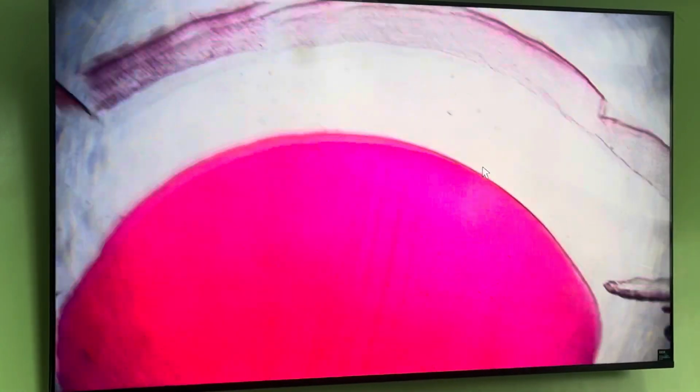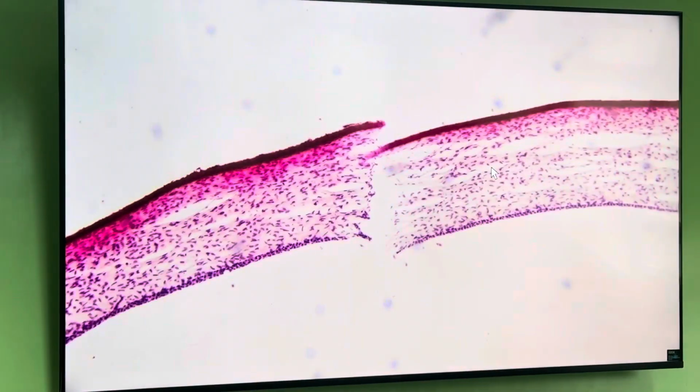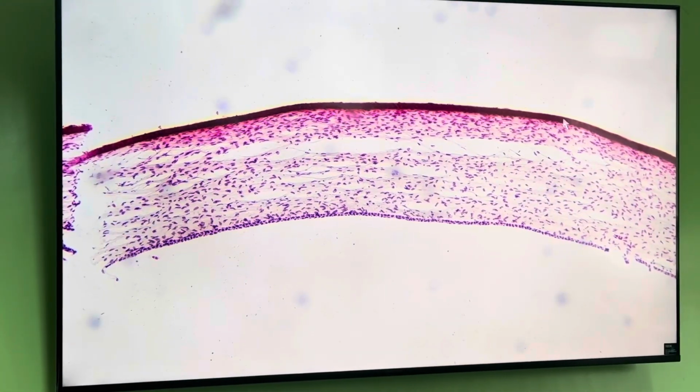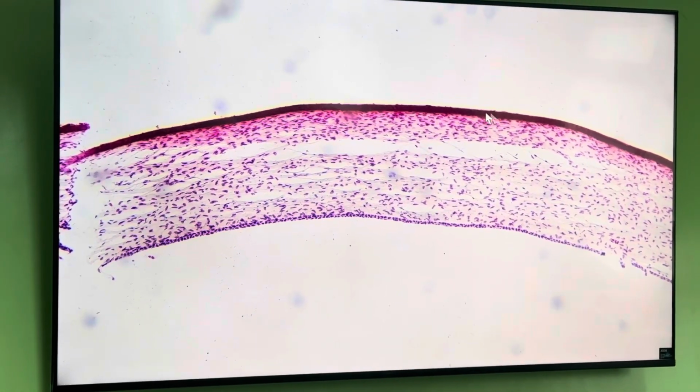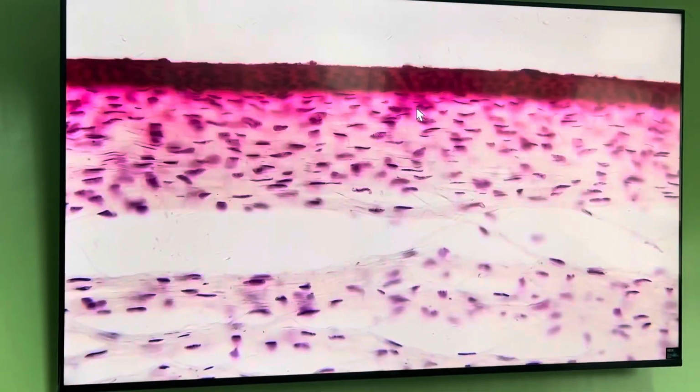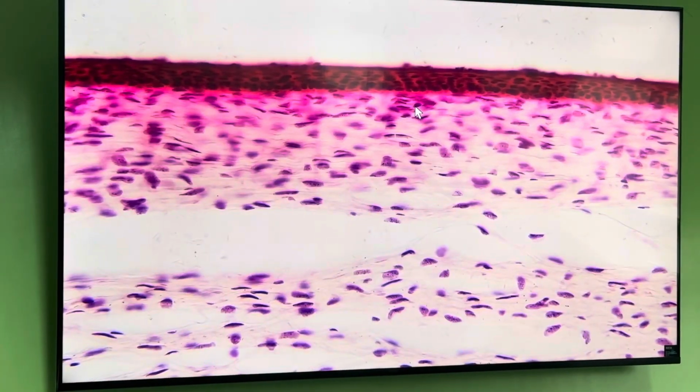This particular slide would show better orientation with regards to the layers, because it is smaller. So we go into the cornea first. The cornea would show the 5 layers. The outer would be lined by stratified squamous epithelium. So this is the corneal epithelium.